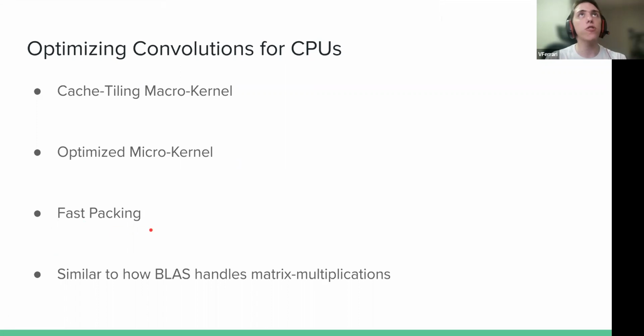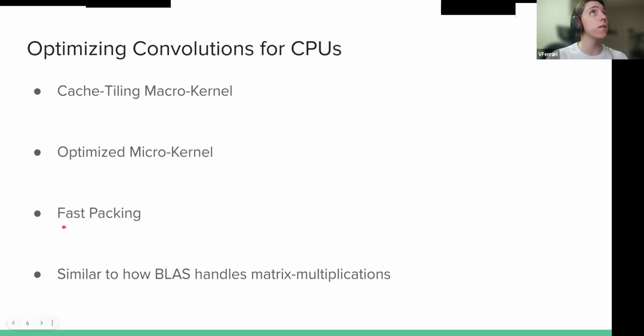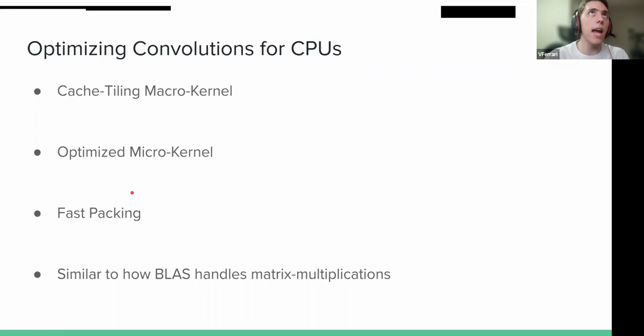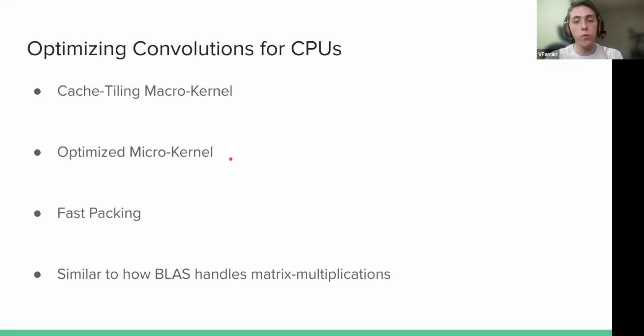And fast packing. The microkernel usually does not take the tensors as they are in the beginning of the convolution. So you have to rearrange the layout a little to use the microkernel to its full potential. This is called packing, and we want to do it very fast because this can be considered overhead. The only thing that is not considered overhead in this entire process is the actual microkernel, the actual computation. We want to spend as much time as possible doing the actual multiplications, right?